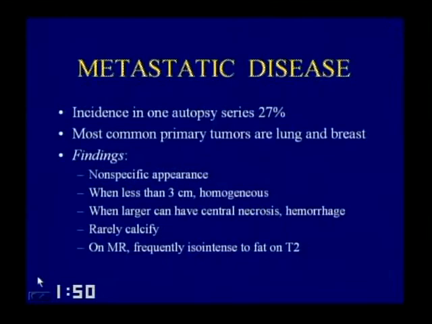Now to move on to metastatic disease of the adrenal glands. Incidence in one autopsy series was up to 27%, the most common primary tumors being from the lung and the breast. It really is a nonspecific appearance, but something to consider when you already have another primary. When less than 3 centimeters, they tend to be homogeneous. As they get larger, they can necrose, they can hemorrhage. They rarely calcify. This is a good differentiation from the other tumors we've already discussed. And on MR exam, they will frequently be isointense to fat on T2 scans. So unlike the pheochromocytoma, which stays bright, these won't be as bright.